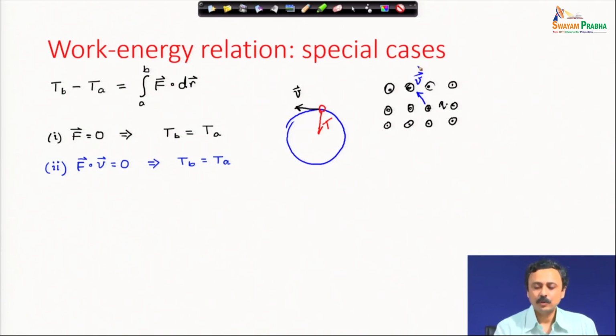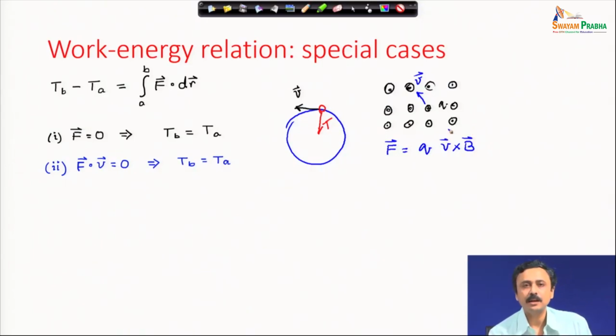How does the charge move? What is the force on the charge in a magnetic field? It is given by the Lorentz force, only the magnetic term: Q times V cross B. Q is a scalar. Therefore, force is proportional to V cross B, equal to Q times V cross B.